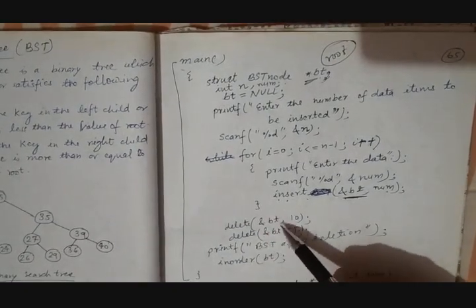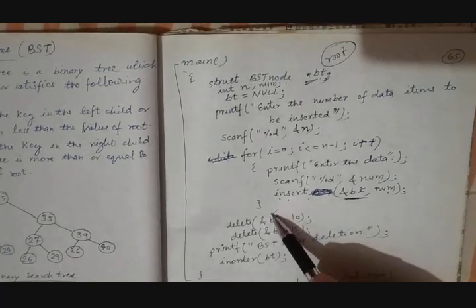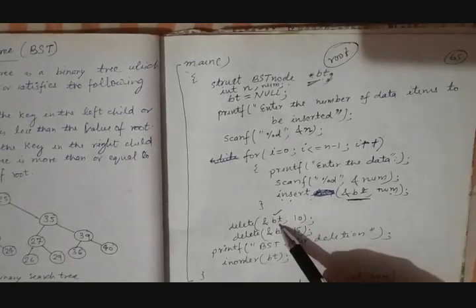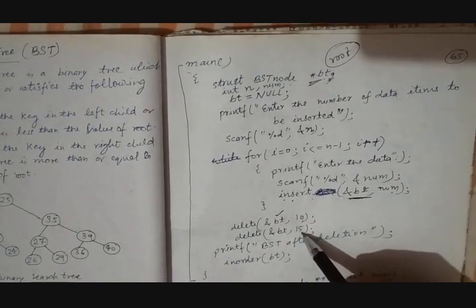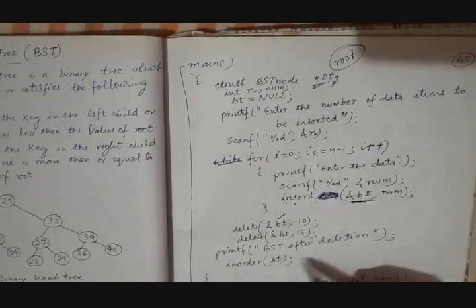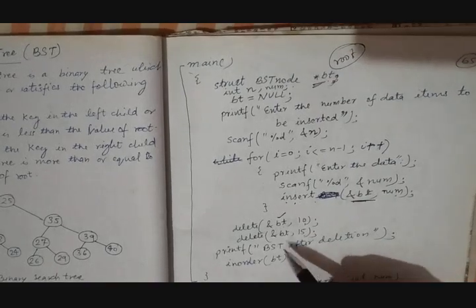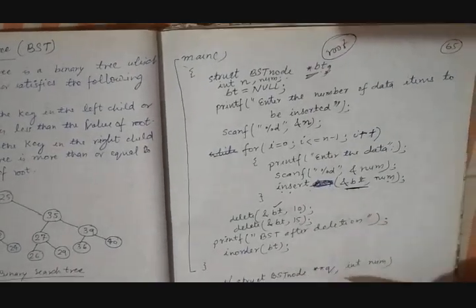Now here we are calling the delete function two times, by passing the address of the root node and the key value which we want to delete. 10 and 15 have been called here. So insertion and deletion, this is done.